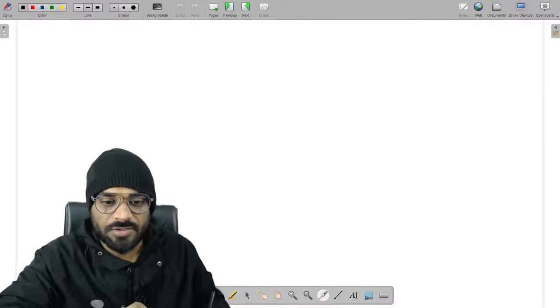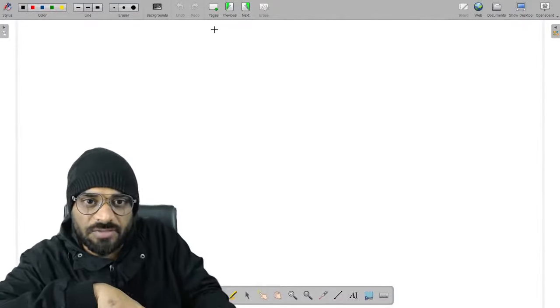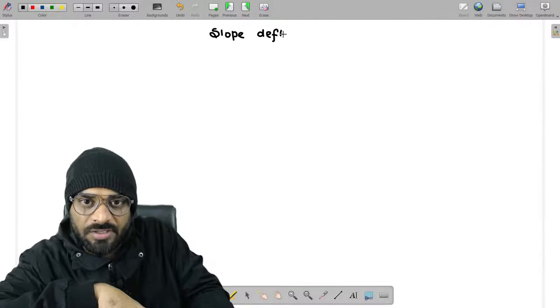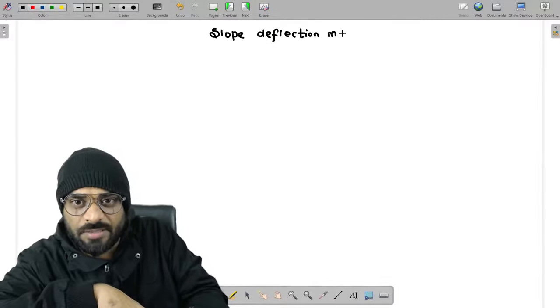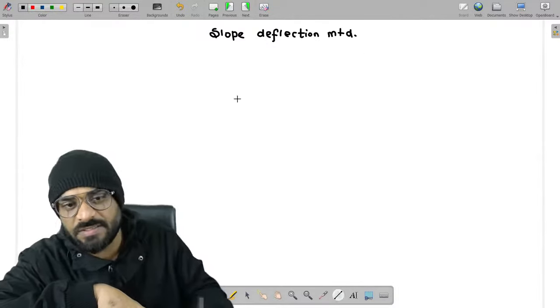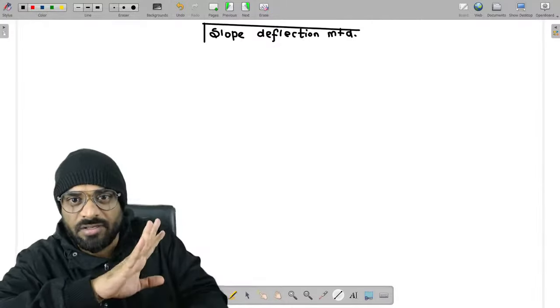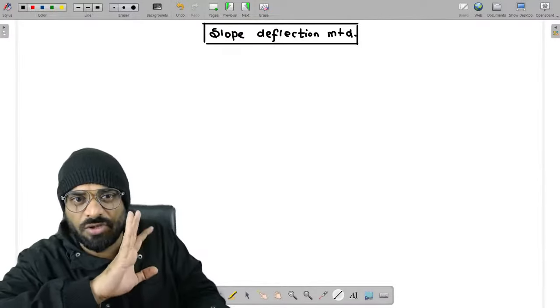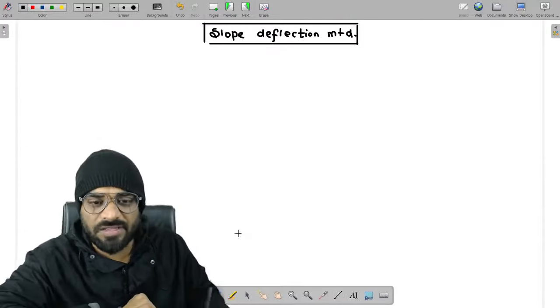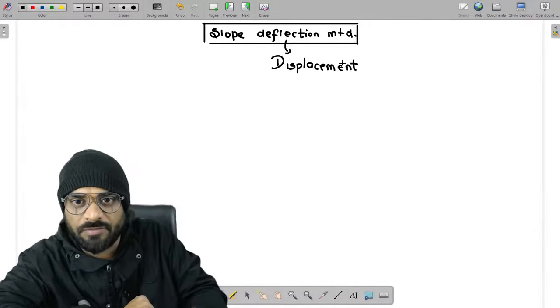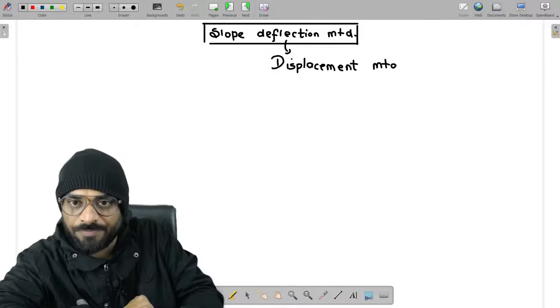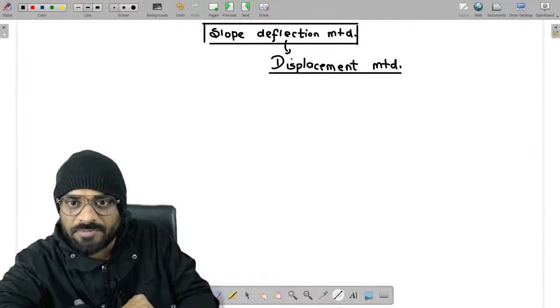Okay. So guys, the next chapter is basically your slope deflection method. Again, guys, this particular chapter is not too important from the GATE examination point of view. But still, there are certain things which you have to just remember. If you are able to remember them, you are able to solve the problem. So slope deflection method is another type of displacement method.